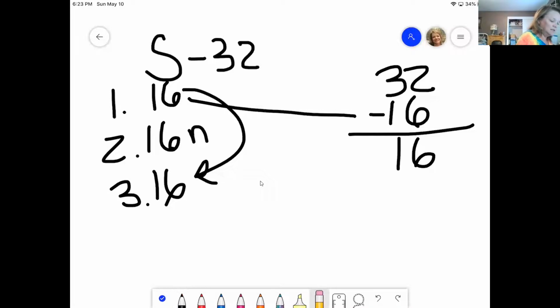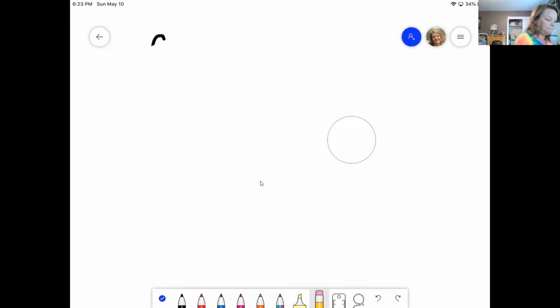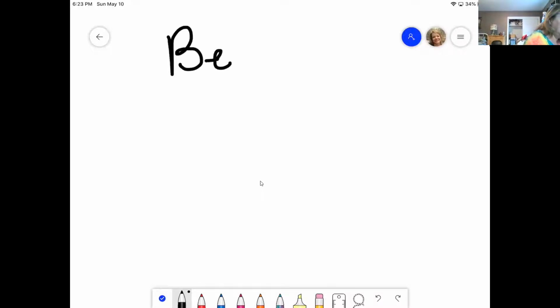Okay, let's do another one. Let's erase this. Let me give you this little guy. Find him on the periodic table. He is an alkaline earth metal.